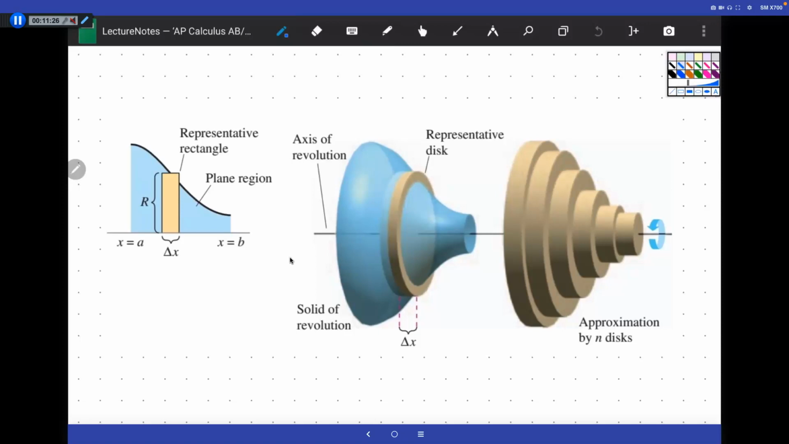Anyway, this is a representative disk, and this would be an example of all the disks that would make up that figure if we're going to use 6 different sub-intervals. So do you see what's happening in the picture? Now this is when the area actually touches the axis of rotation. It makes a disk. If this rectangle was a little bit above the axis of rotation, it would create a hole in it and would actually create a washer.